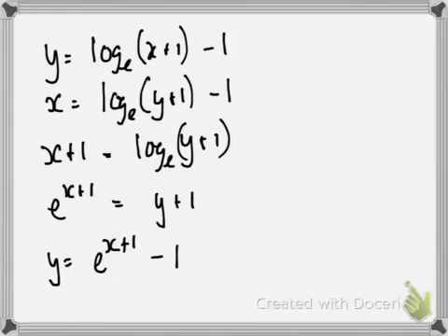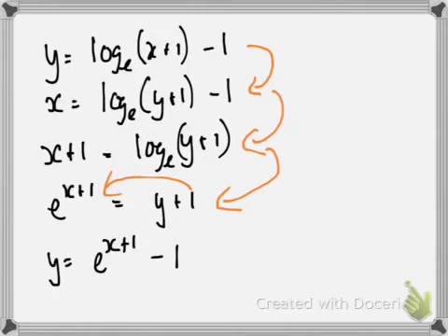Let's work through the steps. First step, swap x and y over. From then on, our aim is to get y back by itself again. Next step, take negative 1 to the left. Next step, undo it out of log form. So e to the power of x plus 1 equals y plus 1. Last step, to isolate y then, we need to take that plus 1 over. So we get e to the power of x plus 1 minus 1, and that's our inverse.